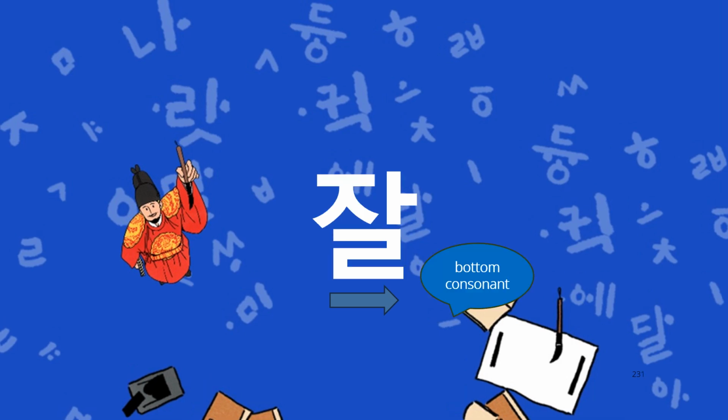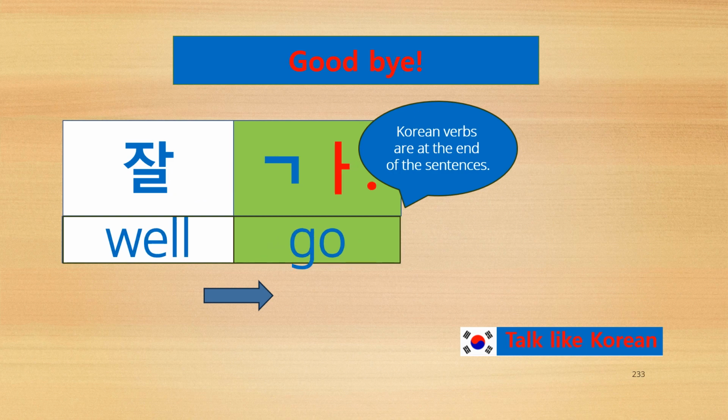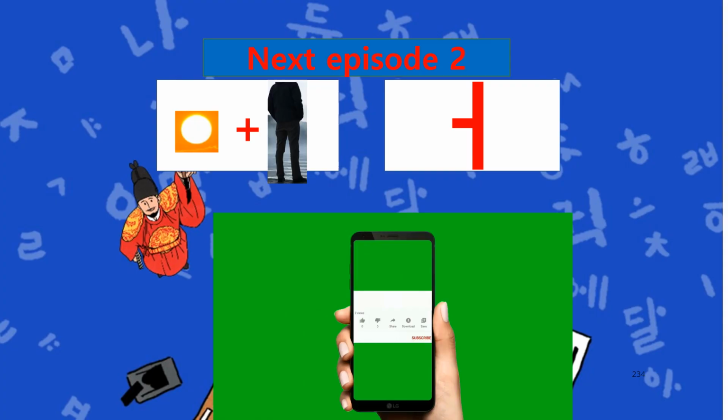And then 자. Okay, low and soft. But with a bottom consonant we say 잘, which means well. So if I say 잘자, it's sleep well, because always verbs are at the end of the sentence. So everything should be followed by a verb. So 잘자, good night. And then 가. Do you remember, to go? So 잘가, go well. Okay, I know in English it's different, but in Korean we say 잘가, which means goodbye.